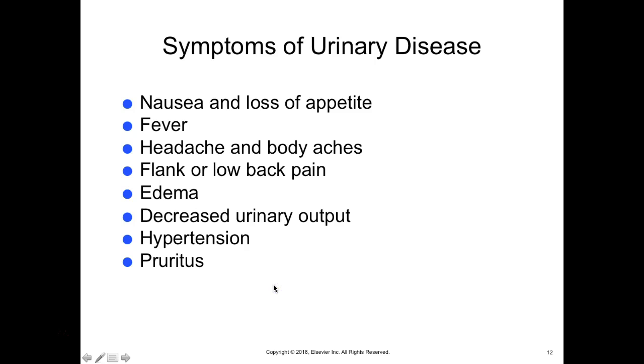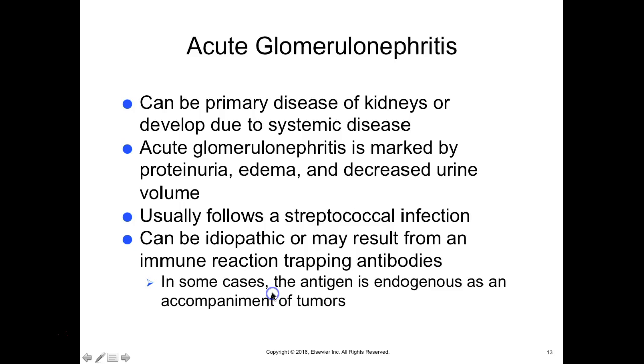Symptoms of urinary disease: nausea, loss of appetite, or anorexia, fever, headache and body aches, flank or low back pain, edema, so swelling, decreased urinary output, or scant urinary output, which we call oliguria, hypertension, and pruritus, which is itching.